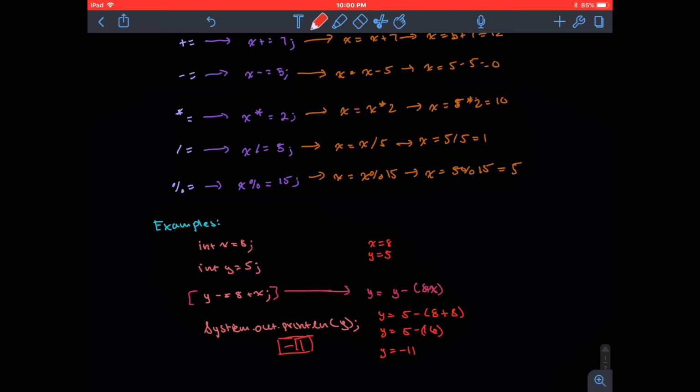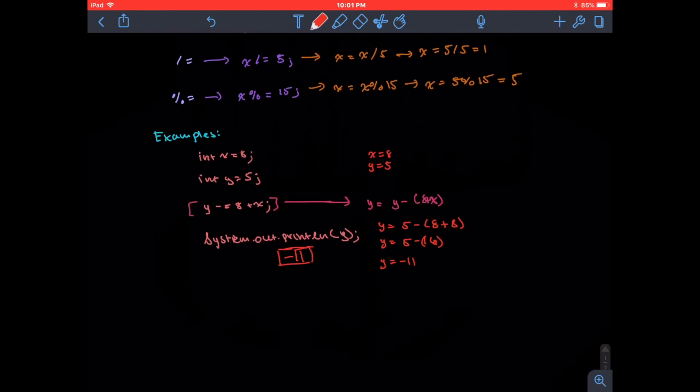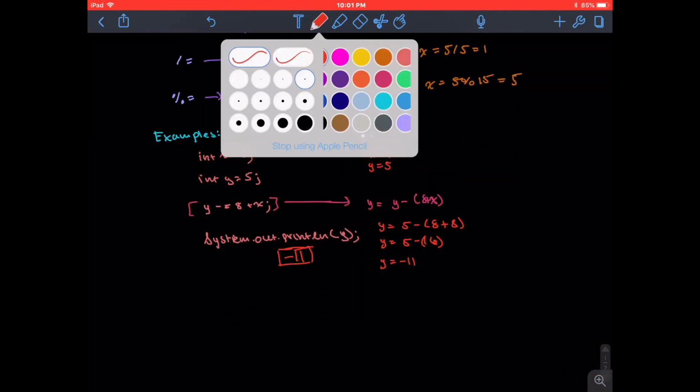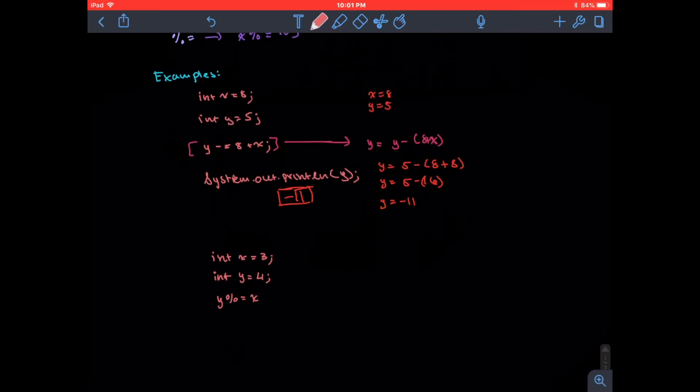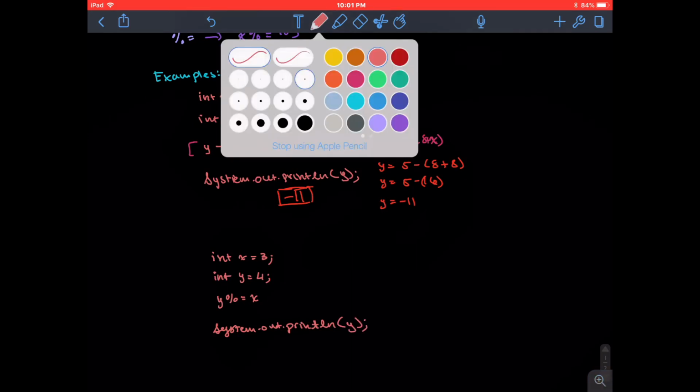All right, so now let's move on to example 2. Example 2 is going to work in a similar fashion. We're going to say int x is equal to 3, int y is equal to 4, and we're going to say y mod equals x, and we're going to say system.out.println y.